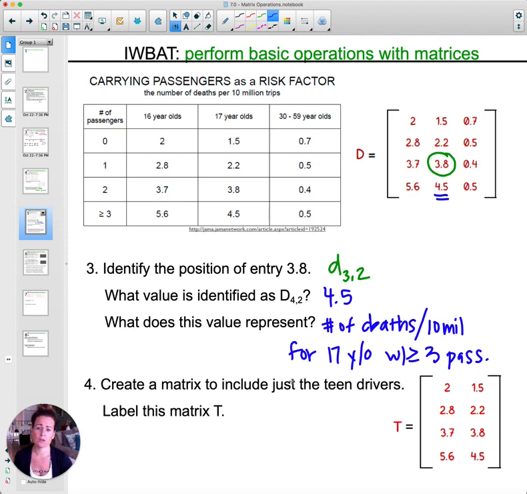Create a matrix that includes just teen drivers and label it T. So I've done that over here. So T for teen. So just 16-year-olds and 17-year-olds. So we would ignore this column and we would only use the first 2 columns. So this would be a matrix that represents that. So if we were just wanting to quickly compare teen drivers to each other.